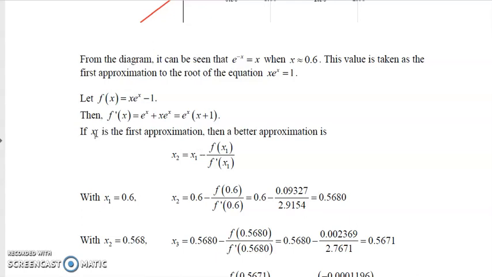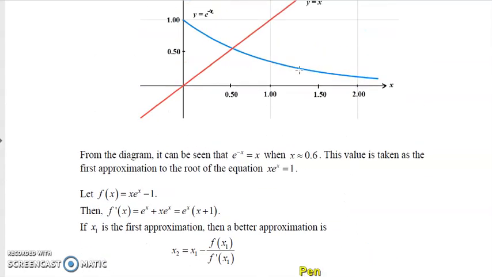How? x1 dah jumpa. So nak cari x2 pula. The formula for the x2 will be equal to x1. x1 is 0.6 just now. We've got it from our graph here.